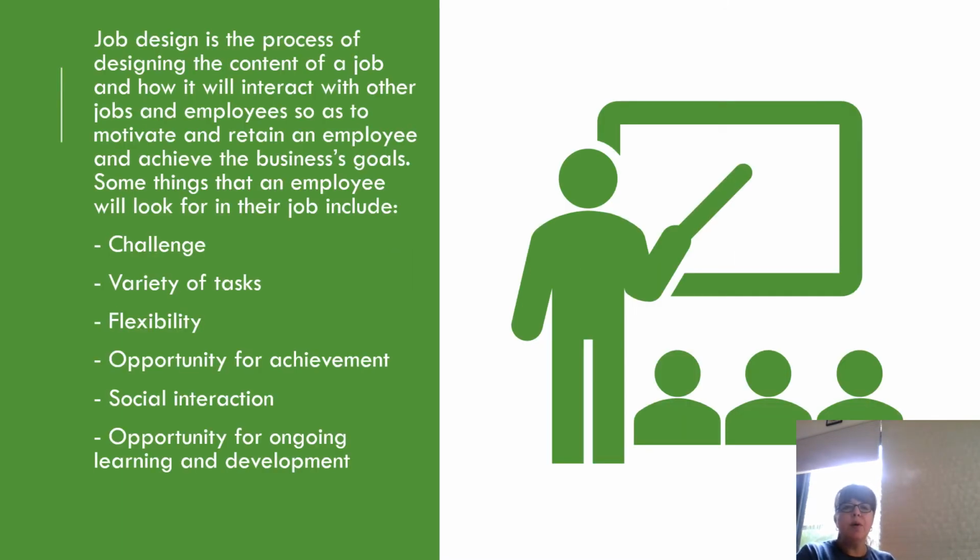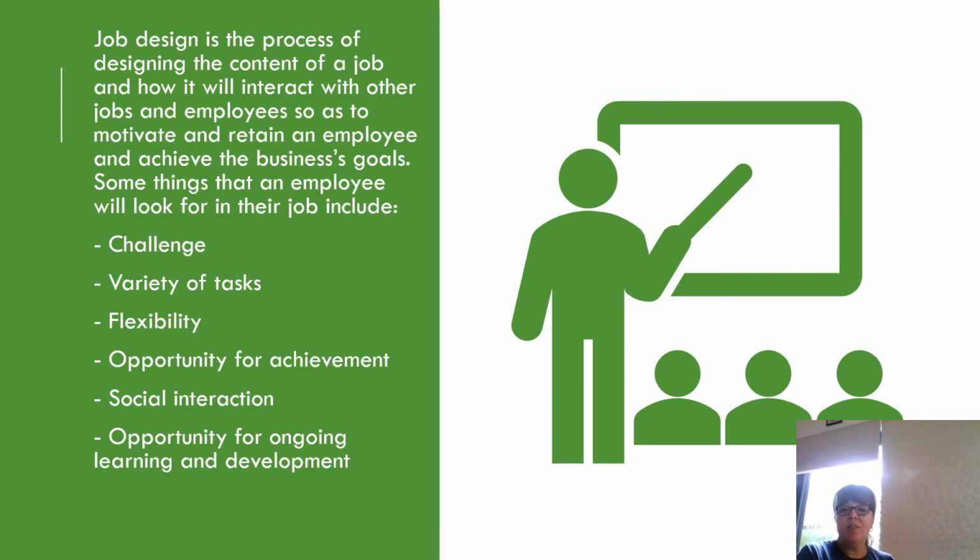Job design is the process of designing the content of a job and how it will interact with other jobs and employees so as to motivate and retain an employee and achieve the business's goals. Some of the things that an employee will look for in their job include challenge. People do like to be challenged in their job. They do not like to be bored.